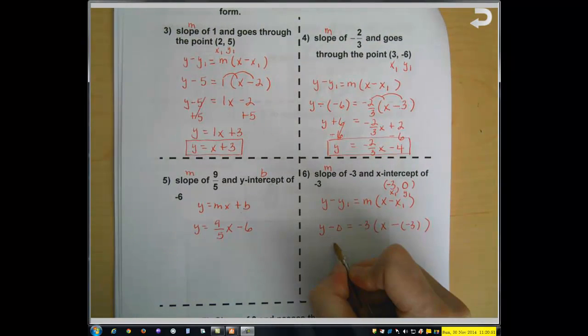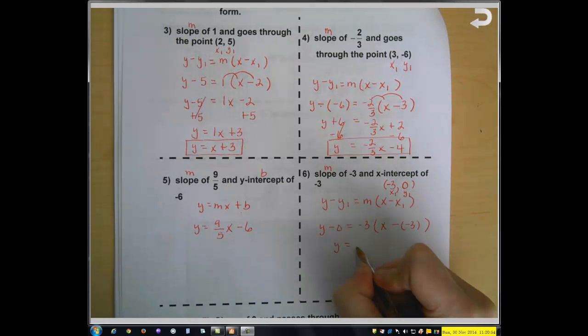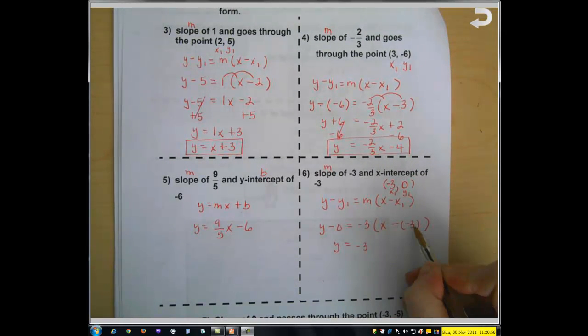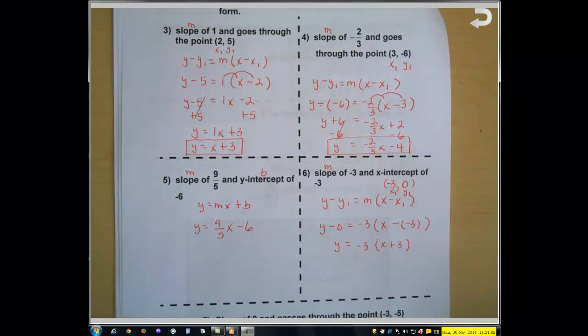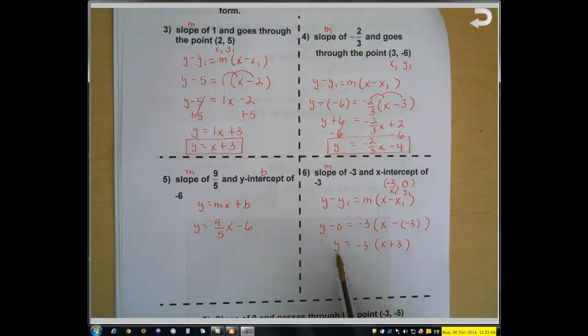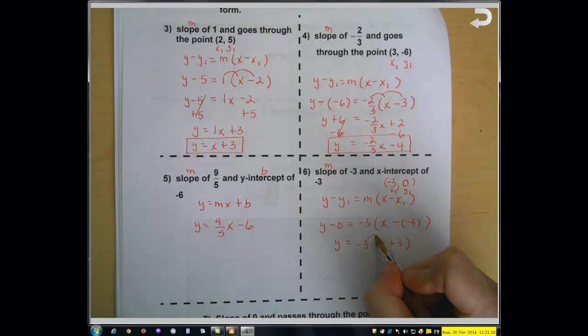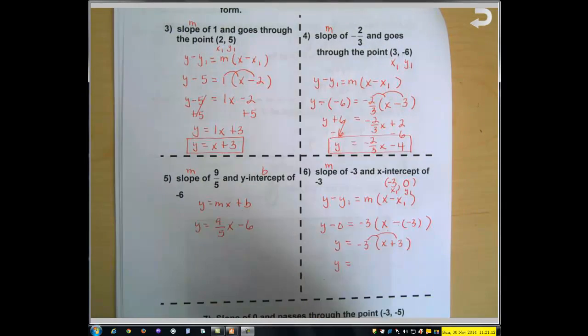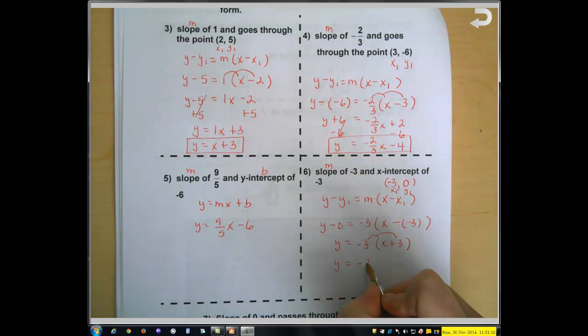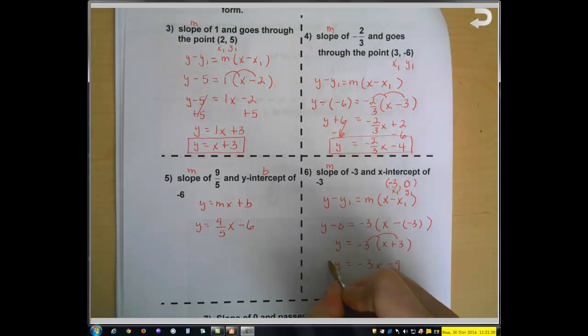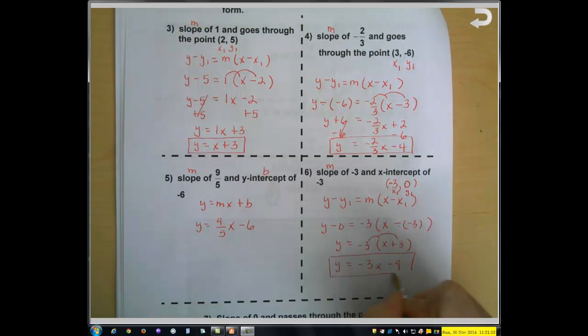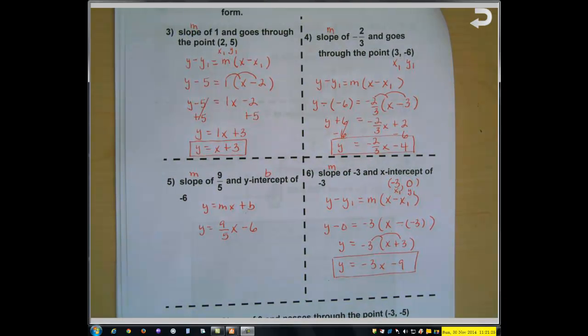Y minus 0 is simply y. X minus a -3 can be rewritten as x plus 3. And now the y is already alone, but the right side is not simplified yet. So to simplify that, we'll distribute to get rid of the parentheses. -3 times x is -3x, and -3 times +3 is -9. So our equation in slope-intercept form would be y equals -3x minus 9.